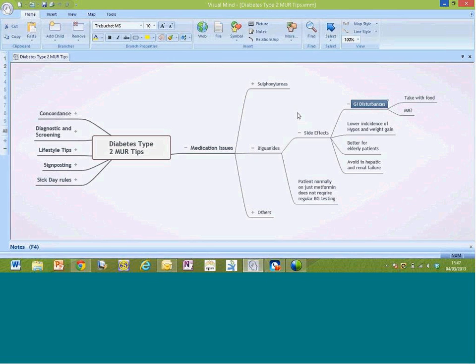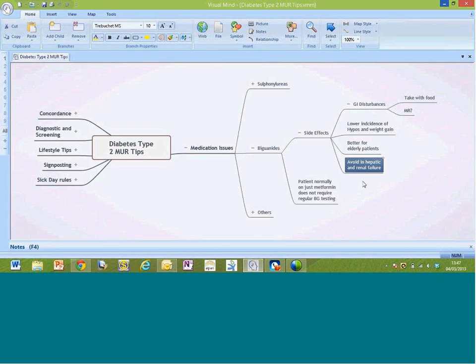The incidence of hypos and weight gain are better generally in elderly patients as well, because they don't have a hypo effect generally. But one you've got to bear in mind is hepatic and renal failure. They don't work very well. Well, they do work in actual fact with patients with renal failure, but it depends what stage they're in. But with renal failure, you would tend not to use metformin at all.